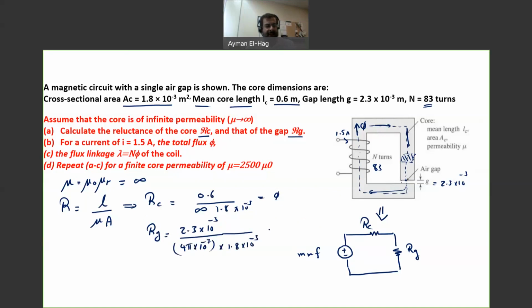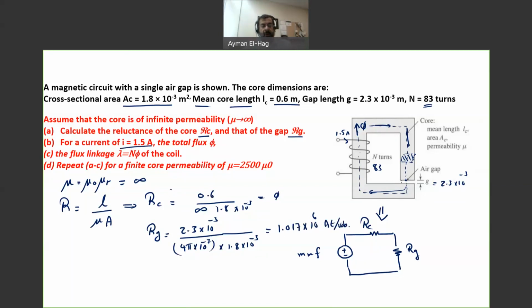So we have everything in place. We can find the value, which is 1.017 times 10 to the power 6, and the unit is ampere turn per Weber. So this is your reluctance of the air gap. Now, for the current I equal to 1.5 amp, find the total flux.